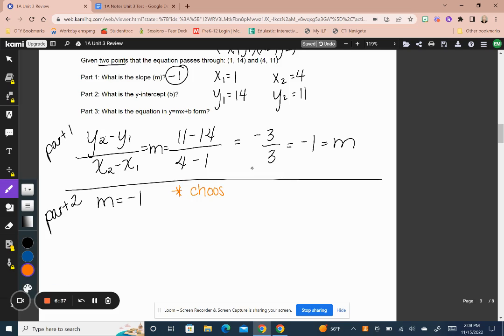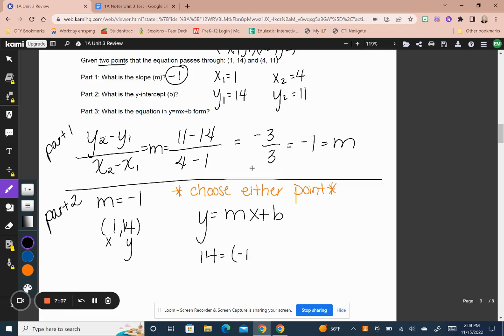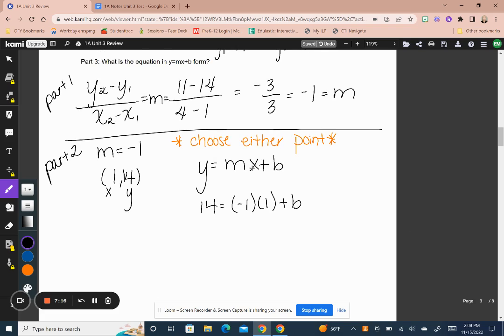I'm going to put a note, choose either point. The point you choose does not matter. So I'm going to choose 1, 14. Like I said, does not matter. So my x is going to equal 1 and my y is going to equal 14. So I'm going to put it back into y equals mx plus b. My y is 14, my m is negative 1 and my x is 1. So we're going to multiply, then add or subtract. All right. So negative 1 times 1 is a negative 1.